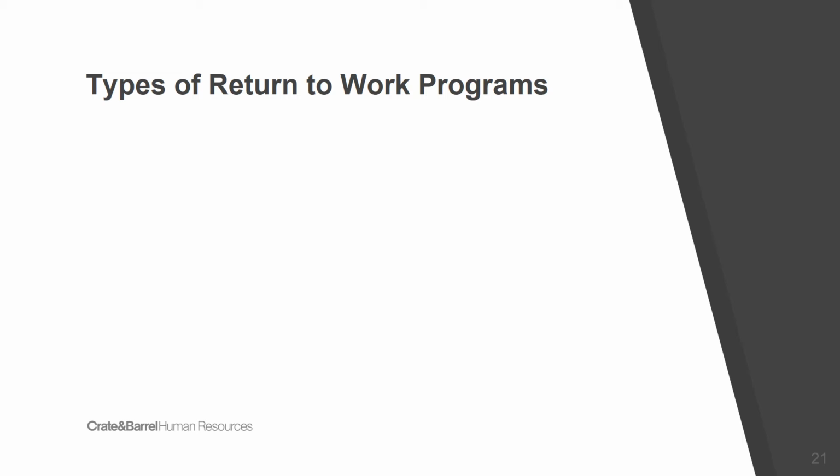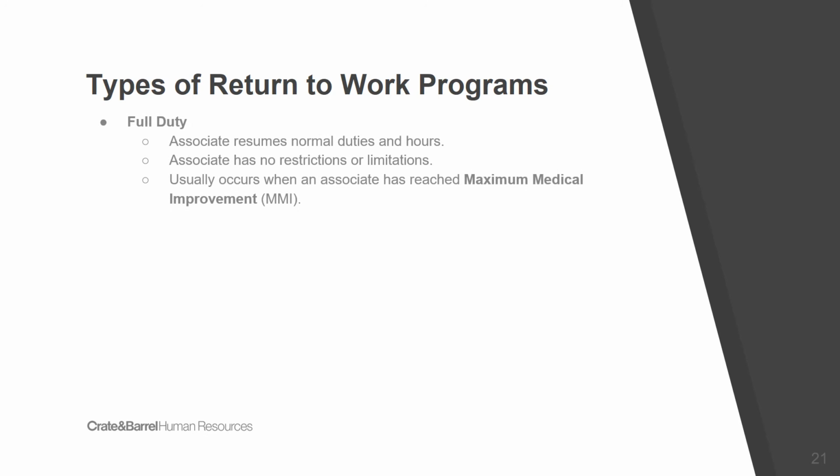There are 2 types of return to work programs. The first is full duty. This applies when an associate resumes their normal duties and hours and has no restrictions or limitations. This usually occurs when an associate has reached their maximum medical improvement, meaning they have reached the maximum level of medical improvement from their injury.